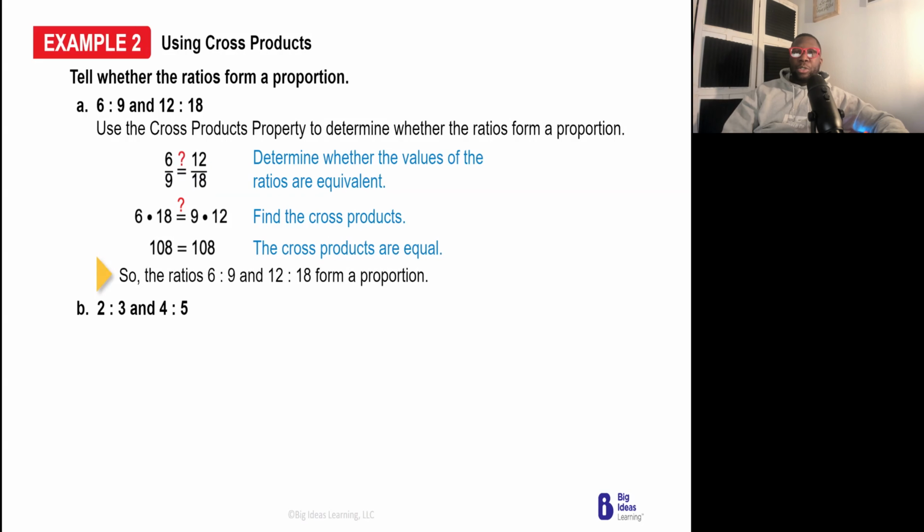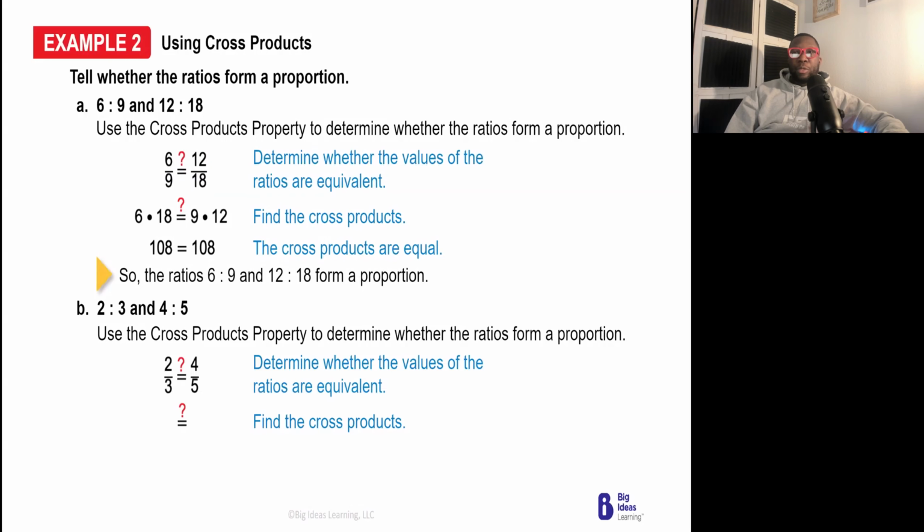What about 2/3 and 4/5? If we multiply 2 times 5, and then we multiply 3 times 4, do those two products equal the same?